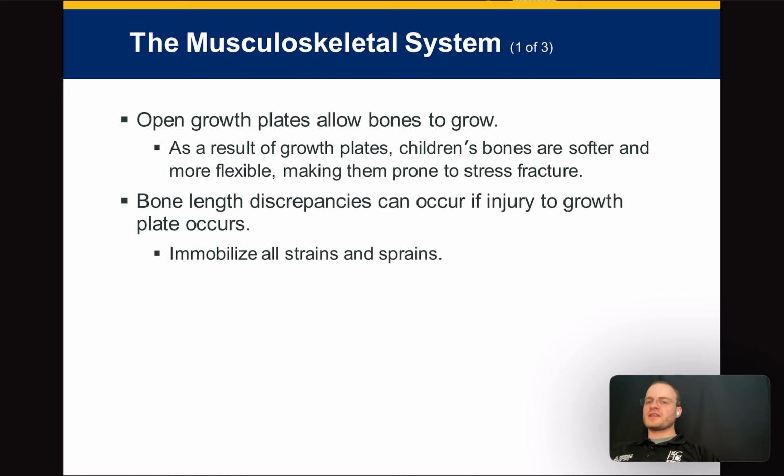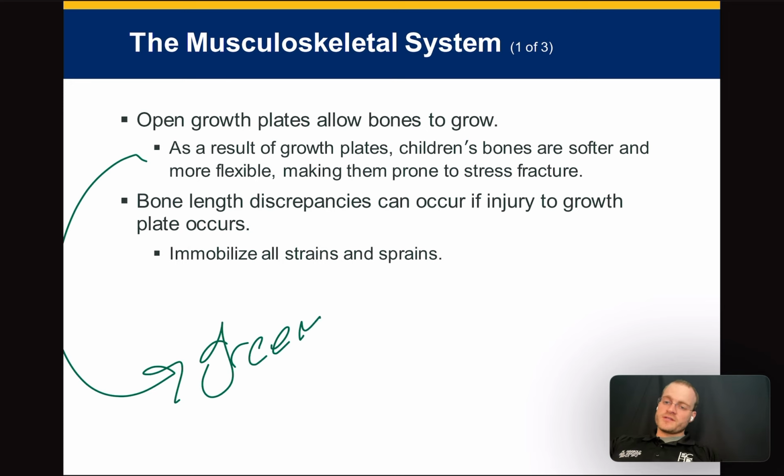But the first bullet's saying that, as a result of growth plates, the children's bones are softer and more flexible. Children's bones are more flexible. So can anyone remember what type of fracture you tend to see when a kid breaks a bone? All right, I'm giving you a hint with this color. It's called a green stick fracture.